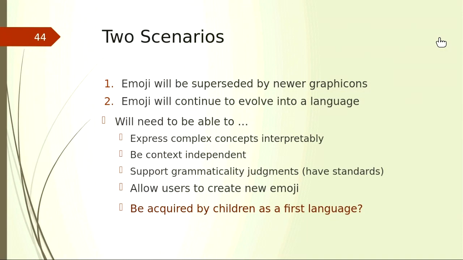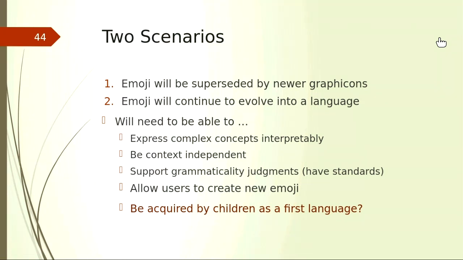The other possibility is that emoji will continue to evolve into an actual language. And in order to do that, they'll need to be able to meet a number of the criteria that were laid out by the linguists that I quoted at the beginning of this talk. They'll need to be able to express complex concepts interpretably. They'll need to be context independent. To support grammaticality judgment, that is to say, to have standards such that it wouldn't be acceptable to switch around the order of emoji. We have a couple of examples that we've seen where my co-author says, well, you can't switch the order of those emoji because it would mean something different. That's the kind of thing we'd be looking for. And of course, allow users to create new emoji.